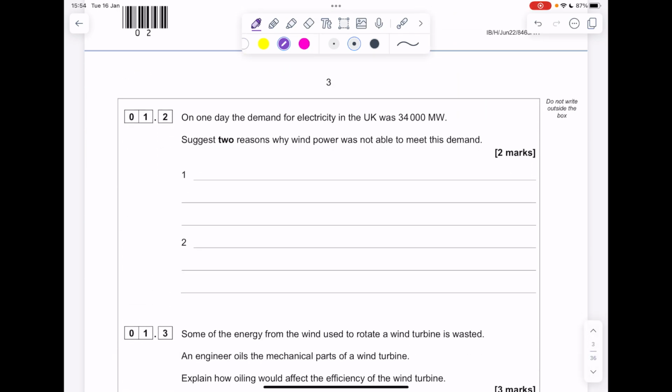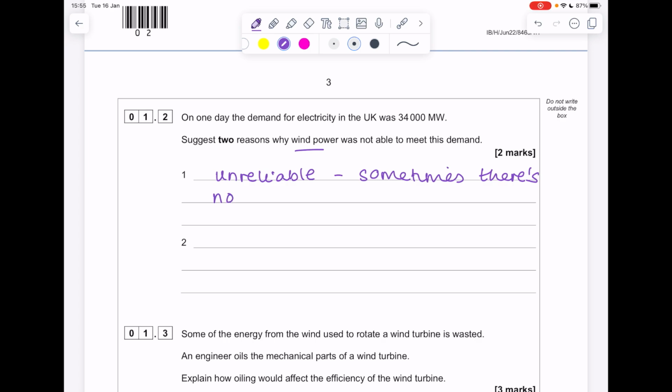On one day, the demand for the electricity in the UK was 34,000 megawatts. Suggest two reasons why wind power was not able to meet this demand. Wind power is a renewable resource, and as with many renewable resources, it has the disadvantage of being highly unreliable. You will not generate any power if there's no wind. The second point you can really give is there's not actually enough land space to accommodate all the turbines needed to generate enough wind power.